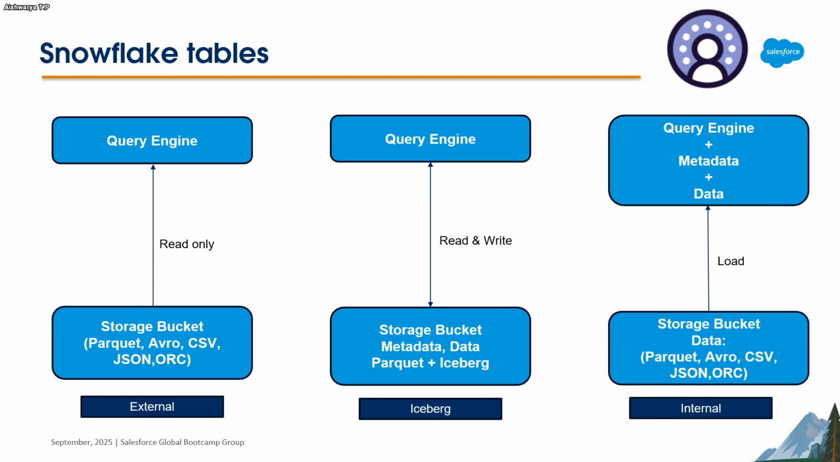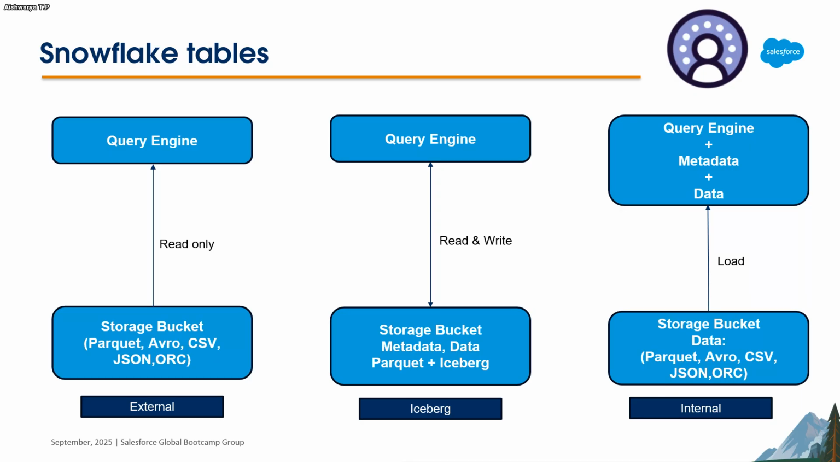As you can see, we have three different types of tables. First, focus on the internal table. What does a Snowflake internal table do? There will be a storage bucket which will store Parquet files, Avro files, CSV, JSON, ORC files. Those are all formats, and you can download that. If you want, you can convert it into a CSV or Excel file, just to view properly what the actual data looks like.